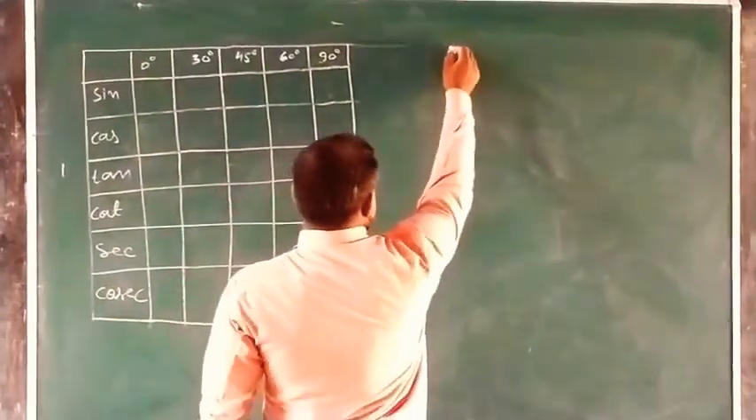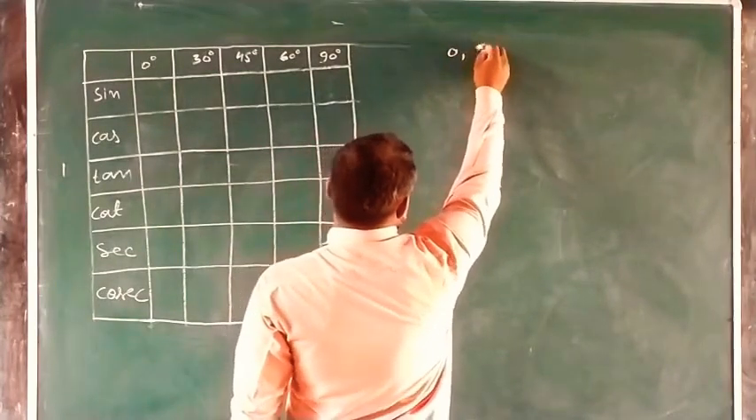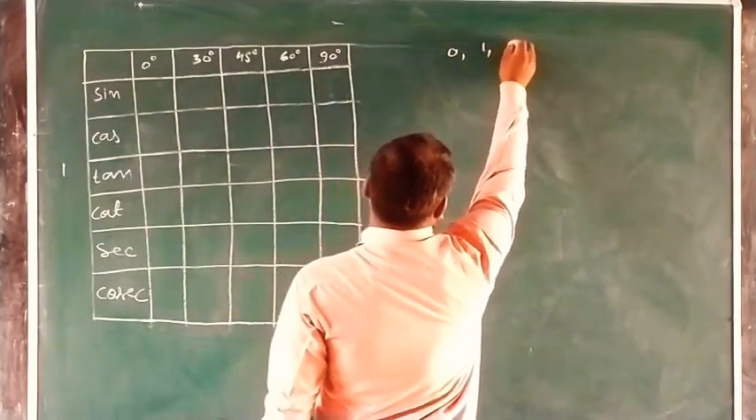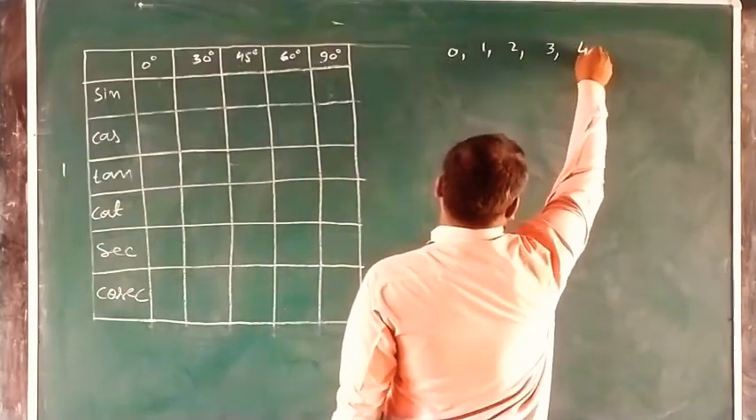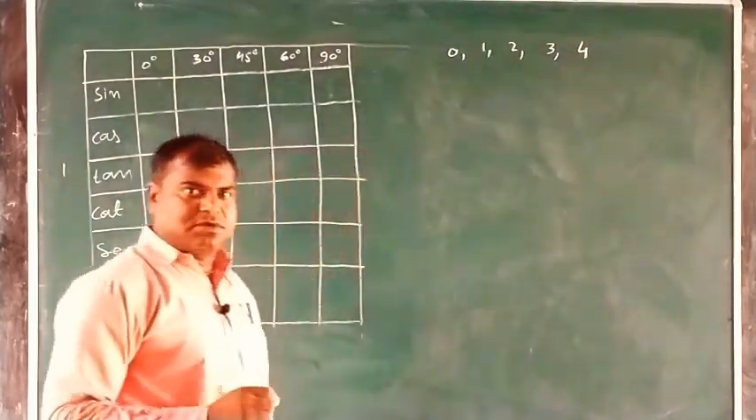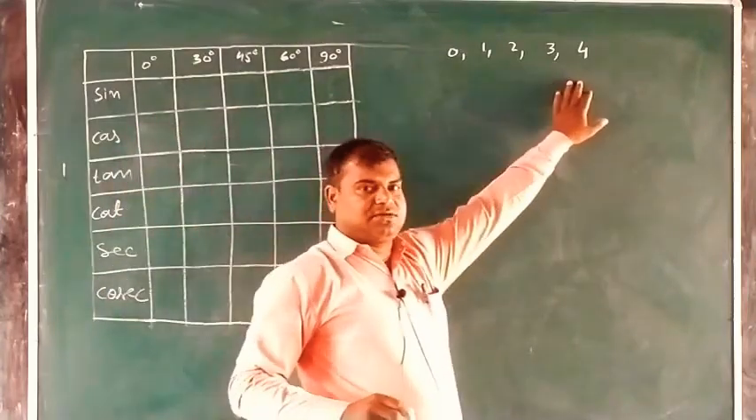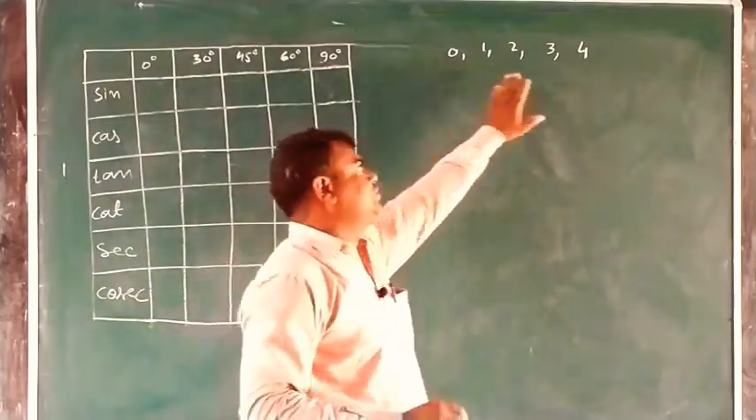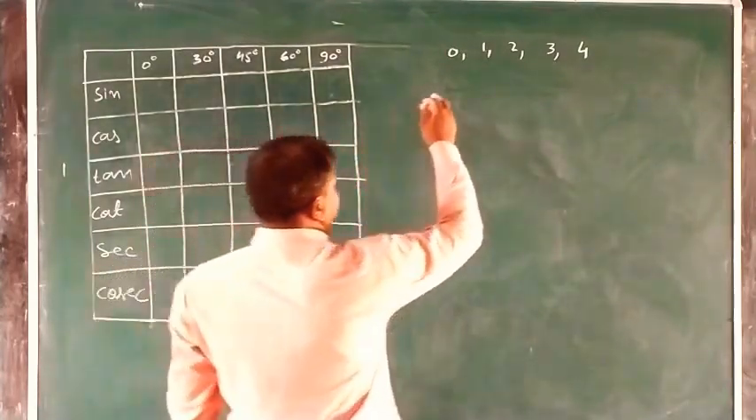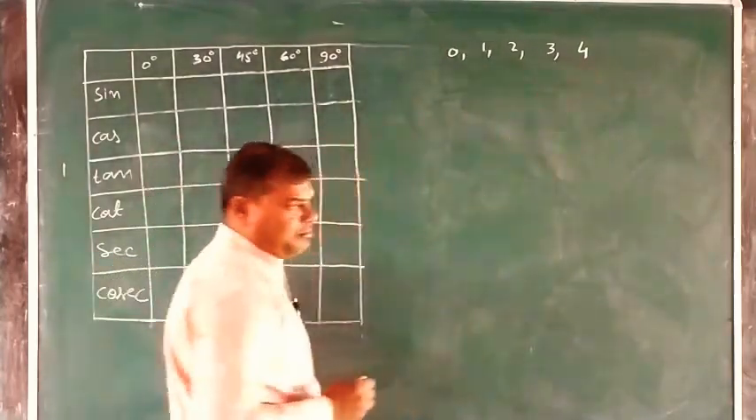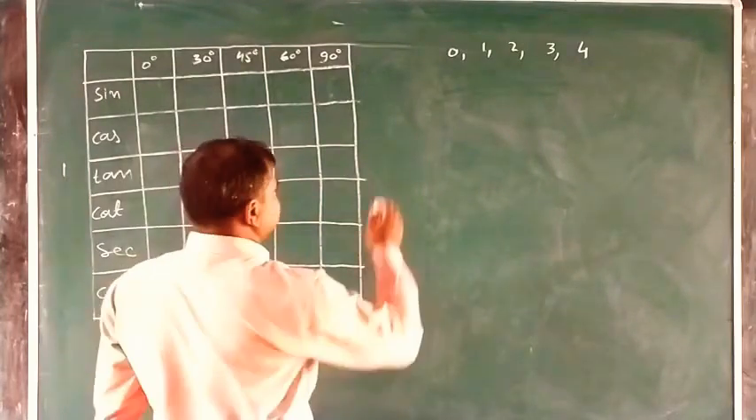Then here 0, 1, 2, 3 and last 4. We have 5 whole numbers starting from 0 to 4. These are 5 whole numbers, and we are going to divide all the numbers by 4.